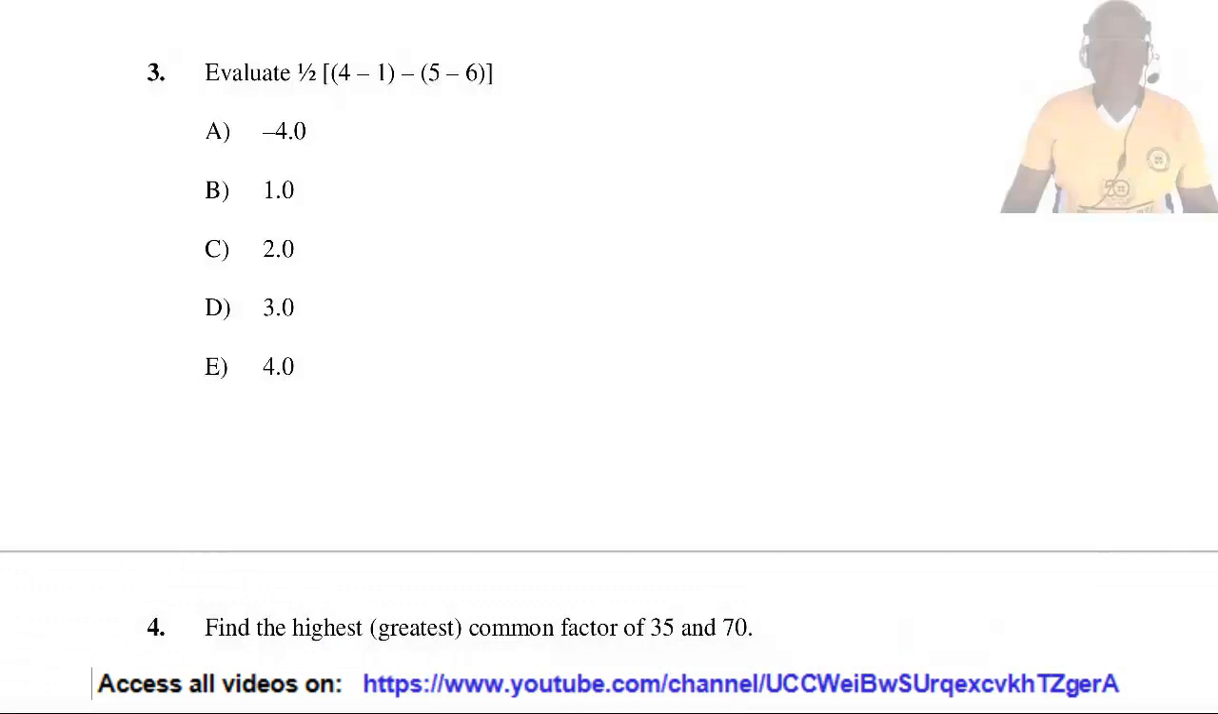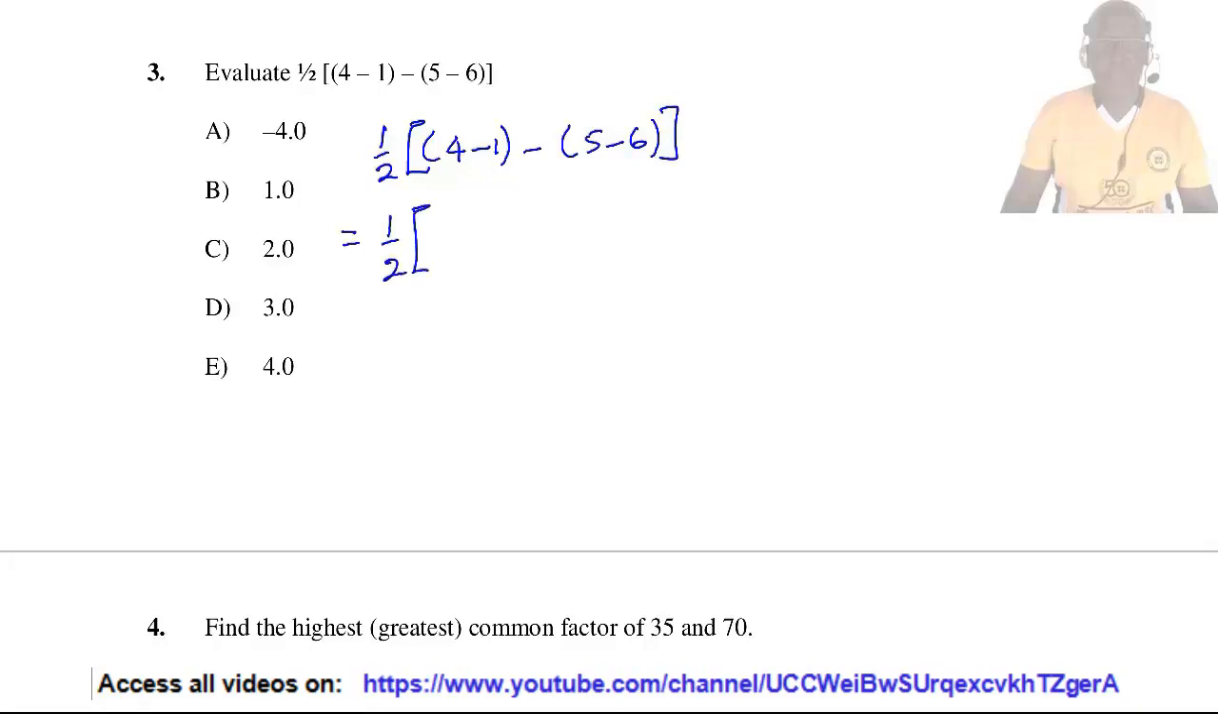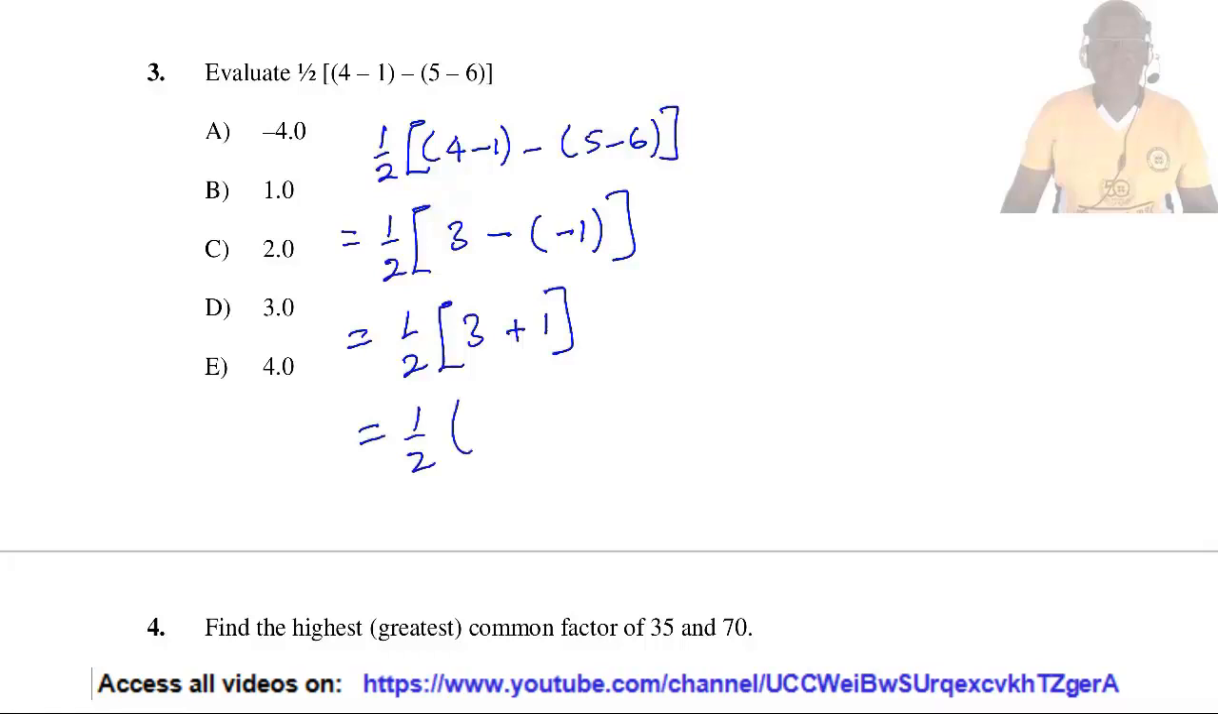Question 3. We are to evaluate half of [4 minus 1 minus [5 minus 6]]. We shall start with the brackets within the brackets. So half of [4 minus 1 equals 3, minus [5 minus 6] equals minus 1]. So half of [3 minus minus 1]. Minus minus is plus, so plus 1. So half of [3 plus 1 equals 4]. So the answer is 2. So C.